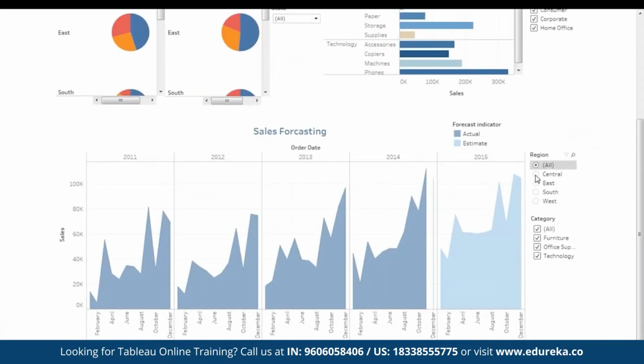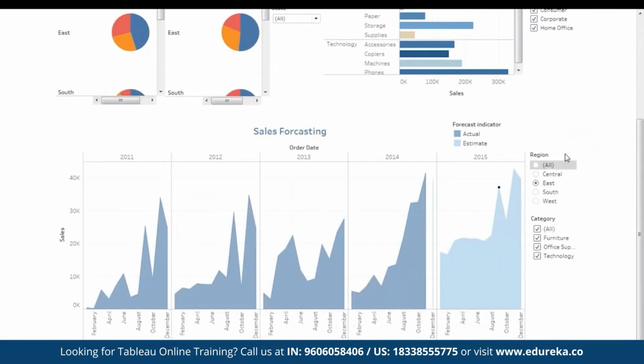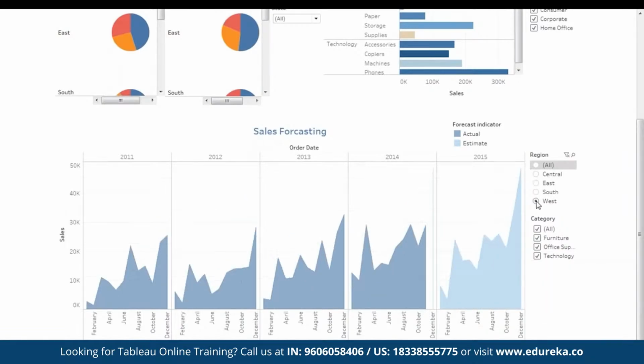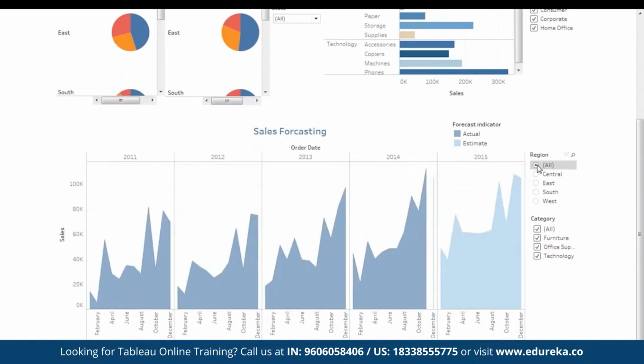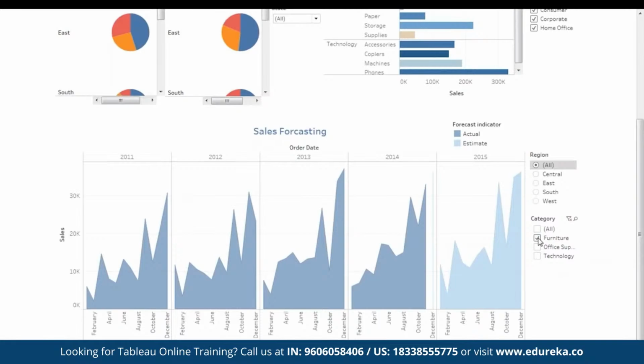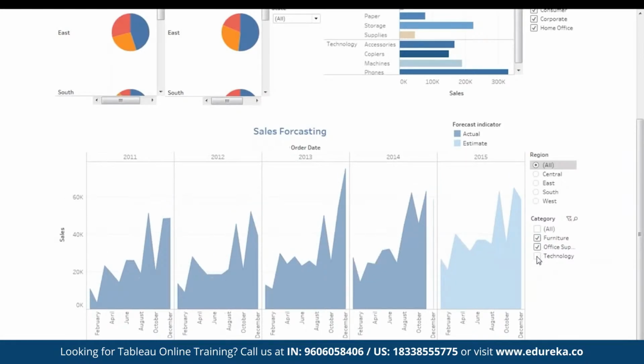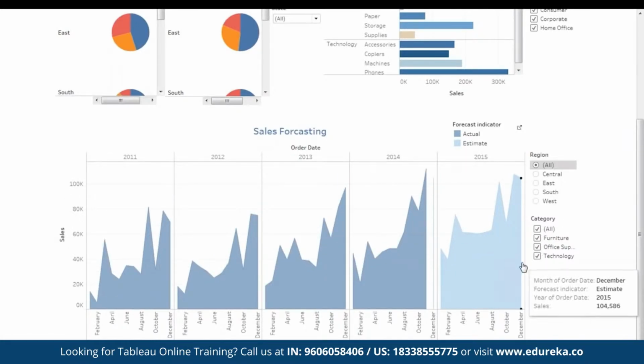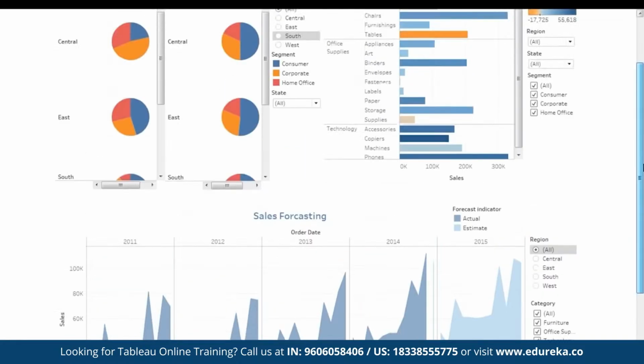So for sales forecasting, if you want to see East, your forecasting will change according to the region, right? So a regional manager can come and see what kind of sales forecasting will be there for the East region. For the West region, if you want to see, it will keep on changing. If you want to see category wise, he or she can select furniture, office supplies, technology, right? So that way you can check your sales forecasting as well.